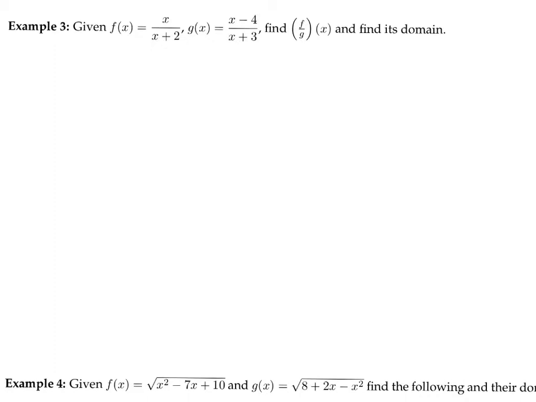Okay, so first let's find the domain of f. Just tell me what's the one thing that x cannot equal. X cannot equal -2. And for the domain of g, what's the one thing x cannot equal? -3. Okay. So f of x over g of x. Your top fraction is x over x plus 2. Your bottom one is x minus 4 over x plus 3.